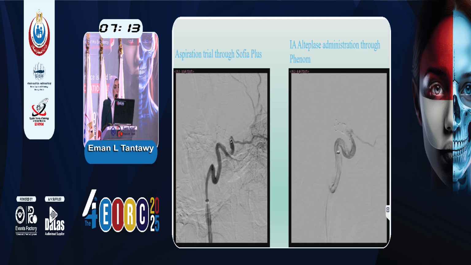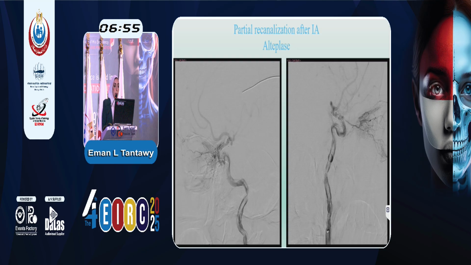Then the decision was made to inject intra-arterial alteplase through the Phenom. This picture shows the intra-arterial alteplase administration through the Phenom. After that, the control showed mild improvement, about 50% recanalization of the FRED, the flow diverter. As you can see, some territories of the internal carotid artery became apparent after the ophthalmic origin.